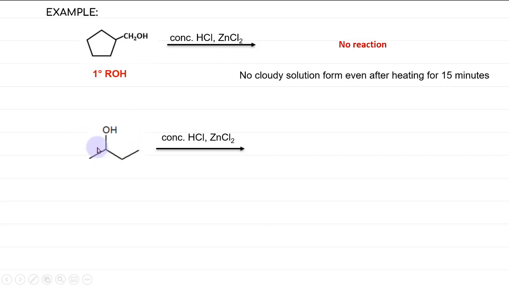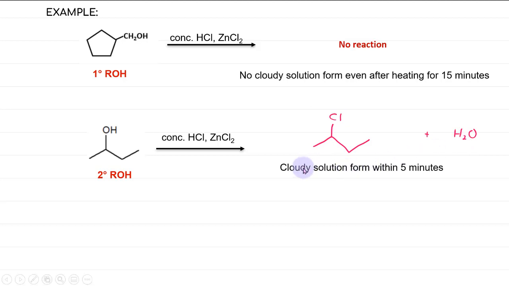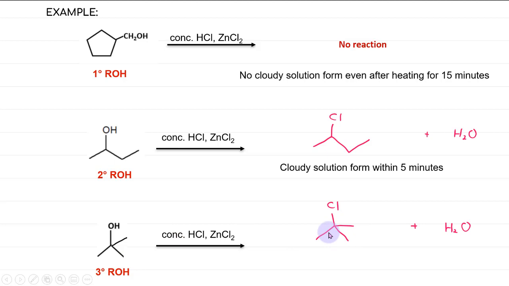And then for this 2-butanol, this is a secondary alcohol. So under the Lucas test, you're going to get a product which is your chlorobutane, okay, a haloalkane, and a side product H2O. So the observation for this secondary alcohol will be cloudy solutions form within 5 minutes. Be specific about the time. And then lastly, if you have a tertiary alcohol under the Lucas test, you're going to get haloalkanes as well. So tertiary alcohol gives you a tertiary haloalkane. And the observations, cloudy solutions form immediately.